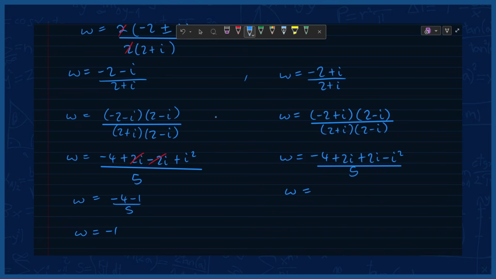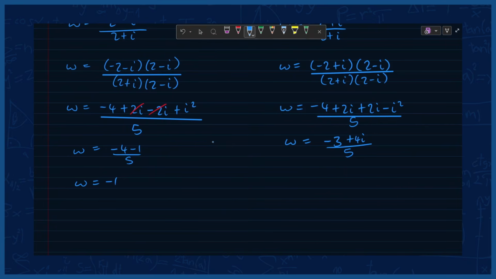So if we simplify our numerator, I've got this negative 4 and I've got negative i squared. I know negative i squared is 1 since i squared is negative 1. So I know here I've got 1 minus 4, which gives me negative 3. And then I've got 2i plus 2i, which is 4i. And this is all being divided by 5. And so that means our solution here is that w is negative 3 over 5 plus 4 over 5 i. And these are our two solutions.